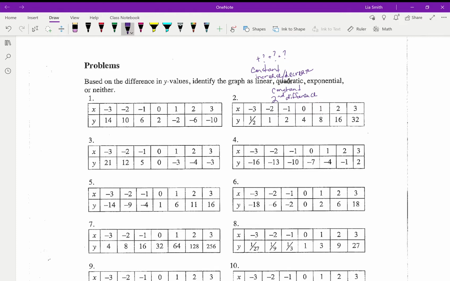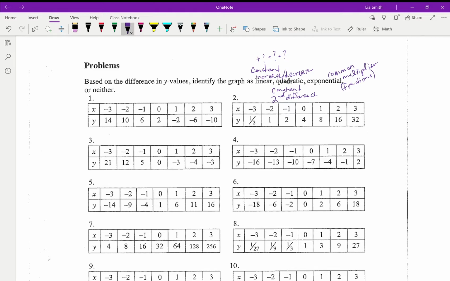Exponential functions don't have a common difference in that they're not being added. The same thing's not being added over and over again. For exponential functions, you have a common multiplier. Another thing that I always look for with exponential functions are those crazy fractions. That's kind of a dead giveaway.